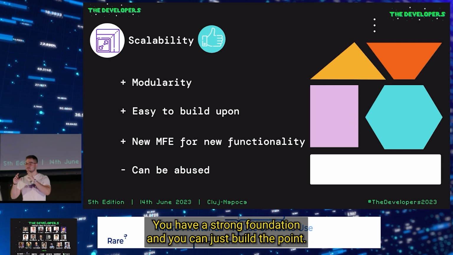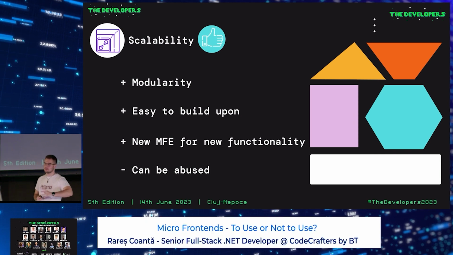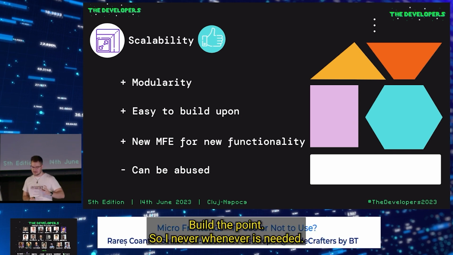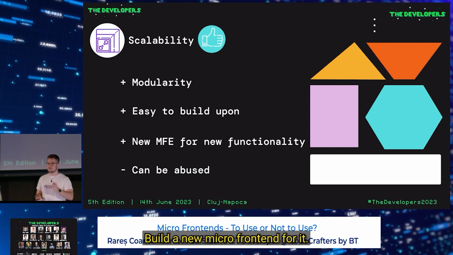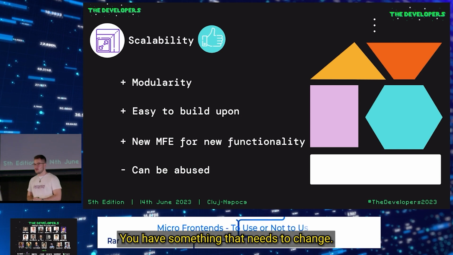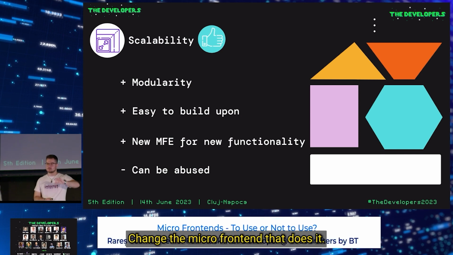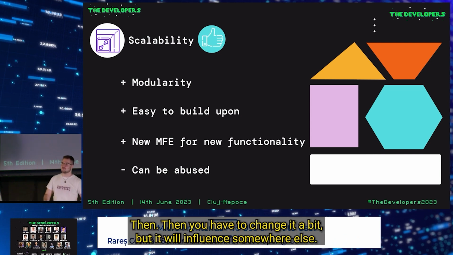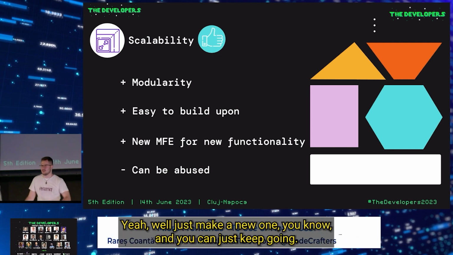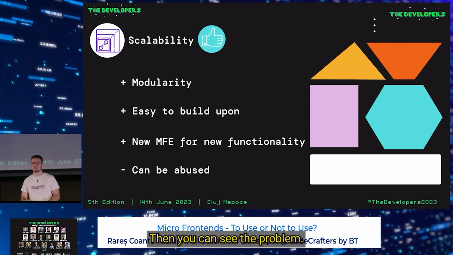You have a strong foundation, and you can just build upon it whenever it's needed. You have a new functionality that needs to be implemented, build a new micro frontend for it. You have something that needs to change, the micro frontend that does it. You have a micro frontend that's used in different areas, and then you have to change it a bit, but it will influence other areas. Well, just make a new one, you know, and you just keep going. You make a new one, you make a new one, and you can see the problem. This is not feasible in time.